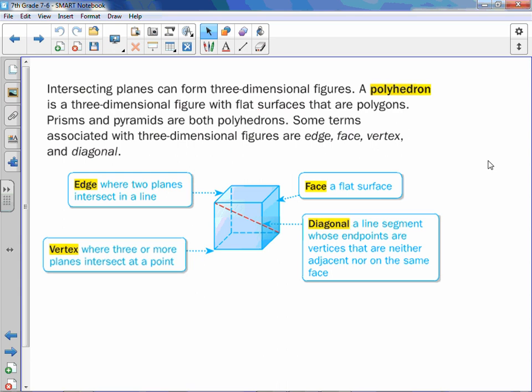An edge is where two planes intersect at a line. A face is a flat surface. A diagonal is a line segment whose endpoints are vertices that are neither adjacent nor on the same face. And a vertex is where three or more planes intersect at a point.